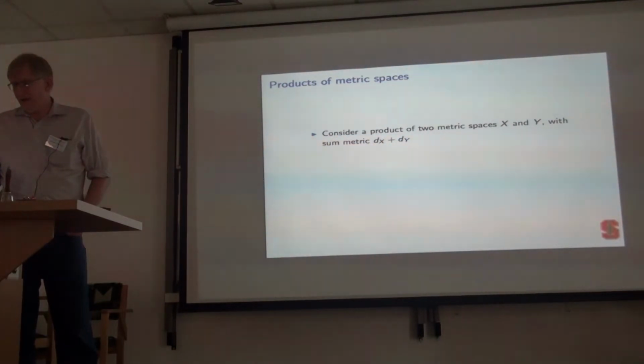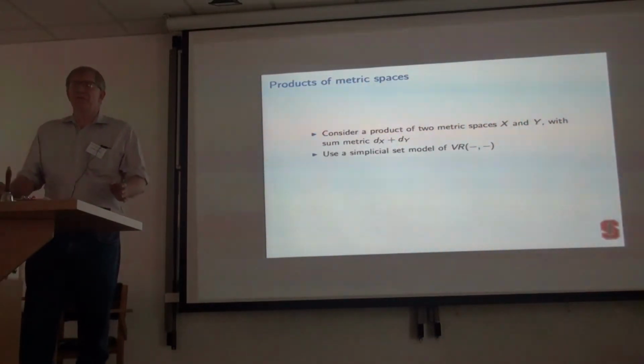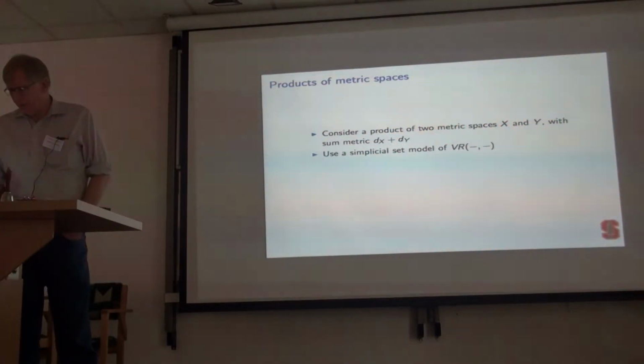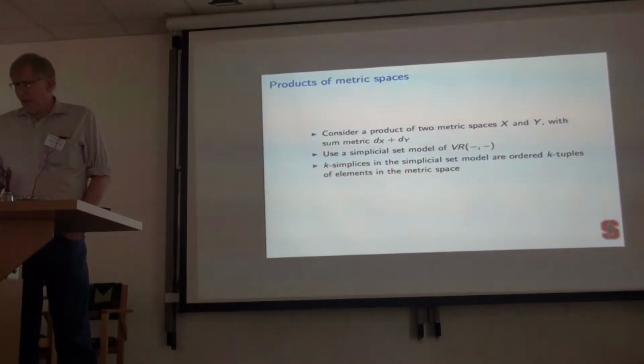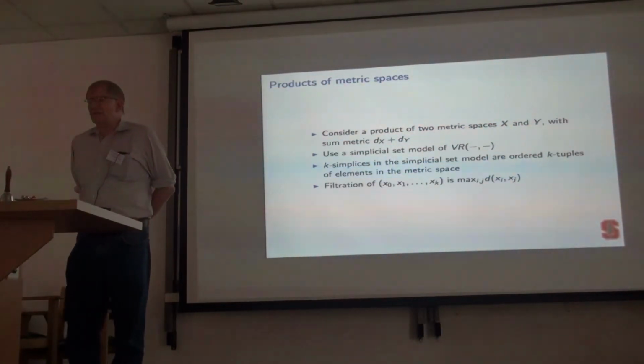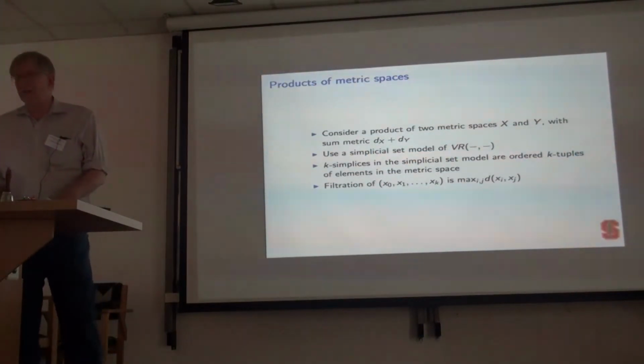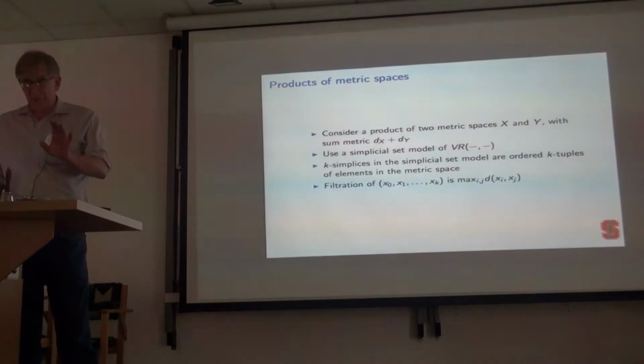So now consider the product of metric spaces with a sum metric, d of x plus d of y. We're going to use a simplicial set model of Vietoris-Rips. There's no problem with doing that. The k-simplices are ordered k-tuples of elements in the metric space. And the filtration here of a simplex corresponding to x0 through xk is the max over i and j of d of xi and xj. So it's the maximum distance that occurs among all these pairwise distances.